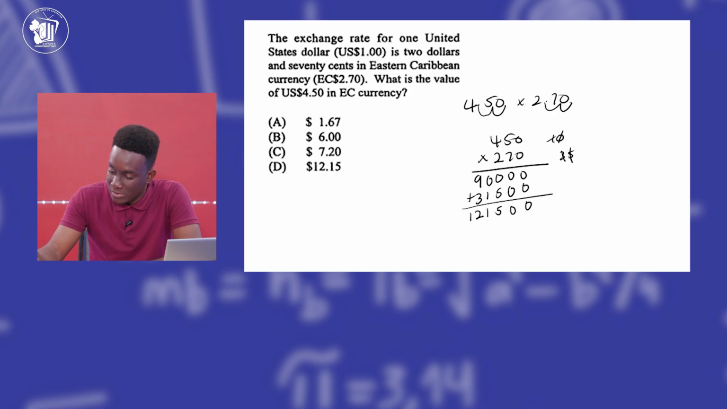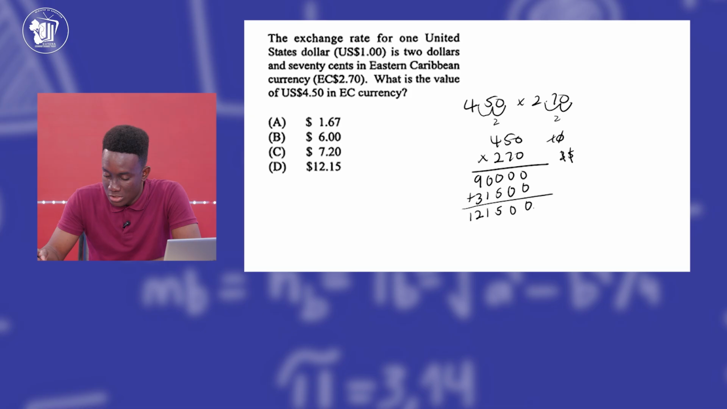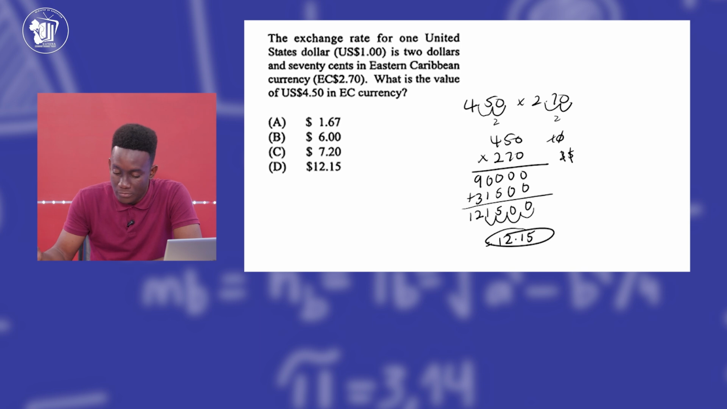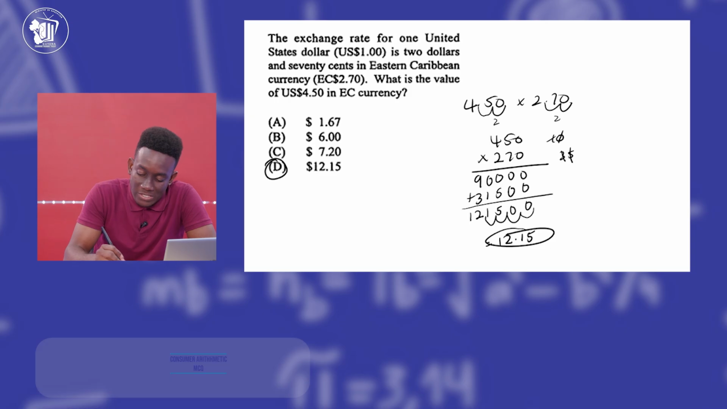And we moved out the decimal point 2 times here and 2 times here, so we have to move it back in 4 times. So we jump back 1, 2, 3, 4. So here would be 12.15. So when we convert US $4.50 to EC, we'll get $12.15, which is D.